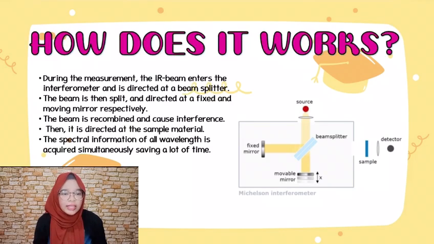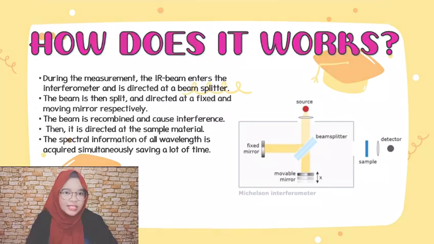The spectral information of all wavelengths is acquired simultaneously, saving a lot of time. FTIR spectroscopy allows us to identify microplastic down to 6 microns. It can also provide further information on physiochemical weathering of sample plastic particles by detecting the intensity of oxidation.